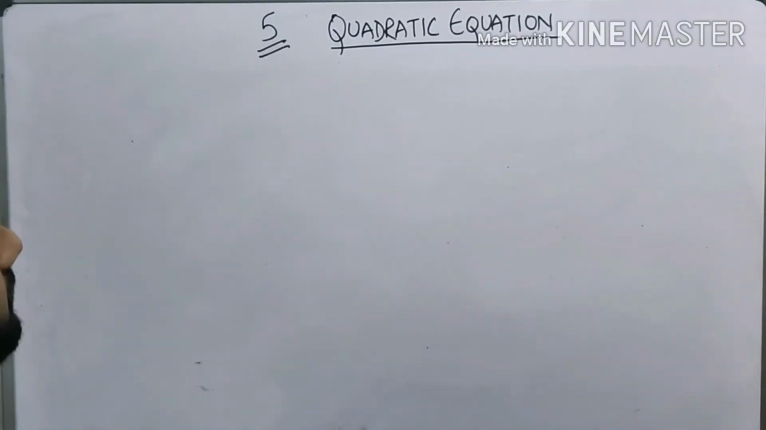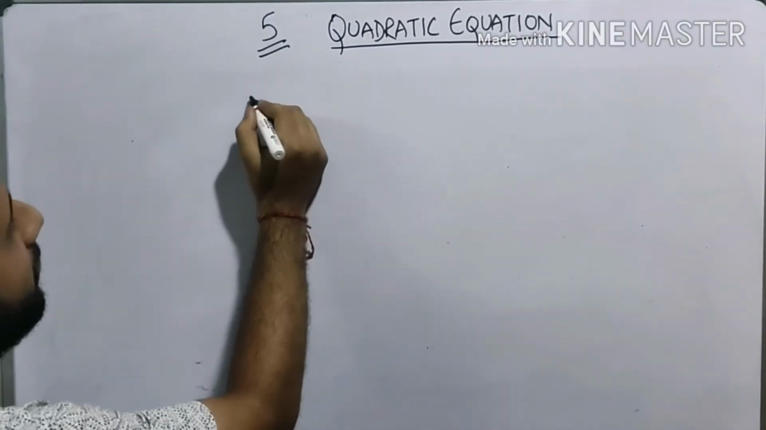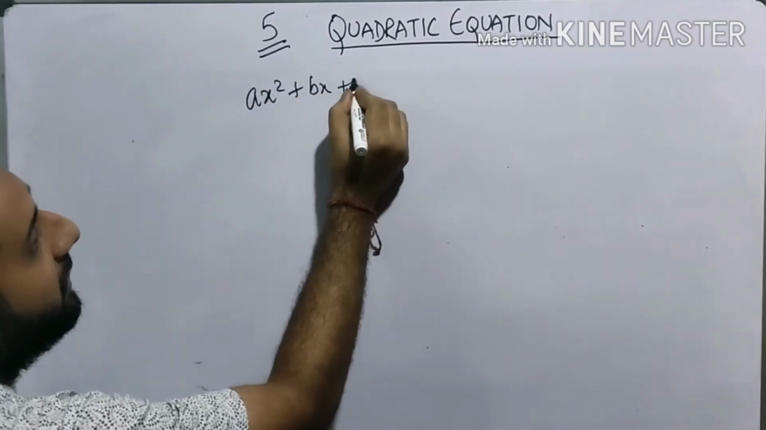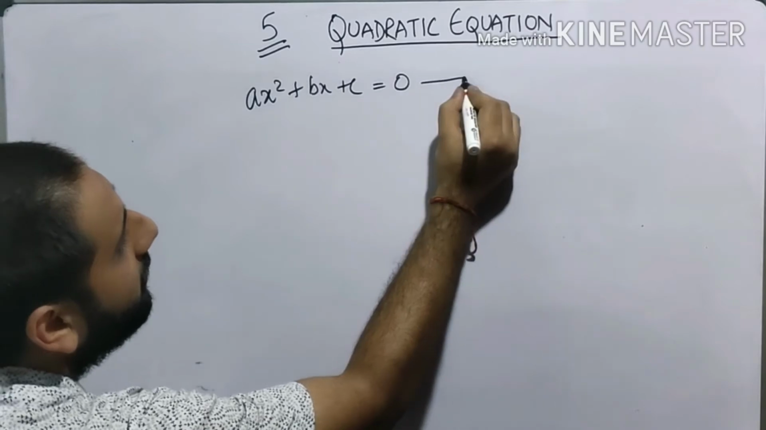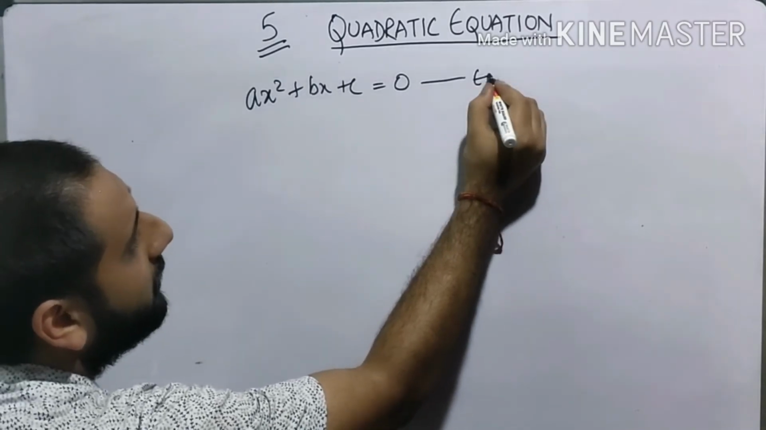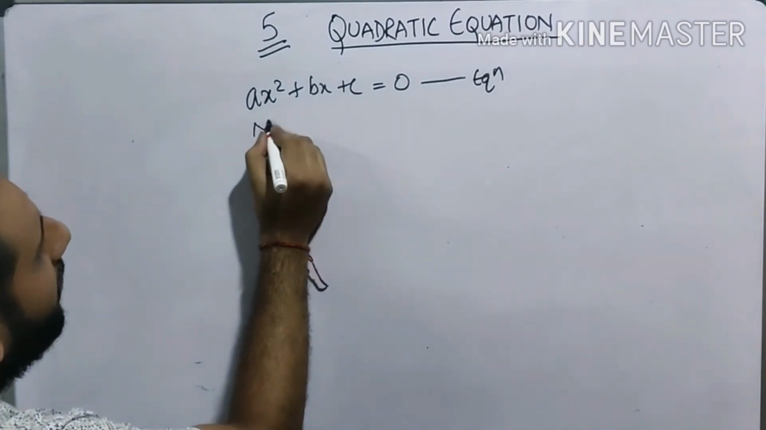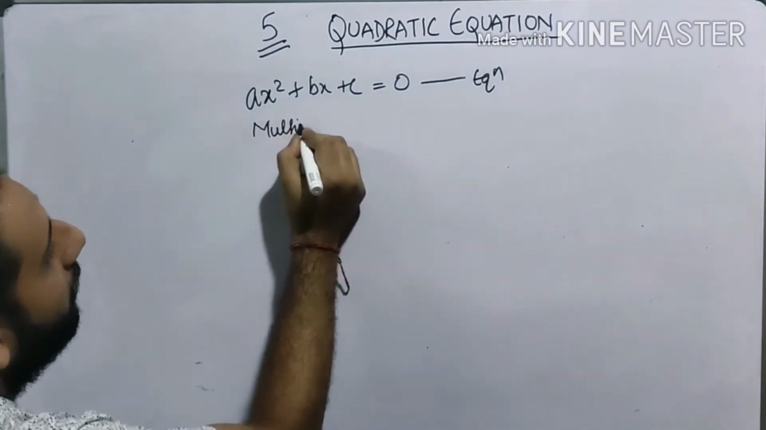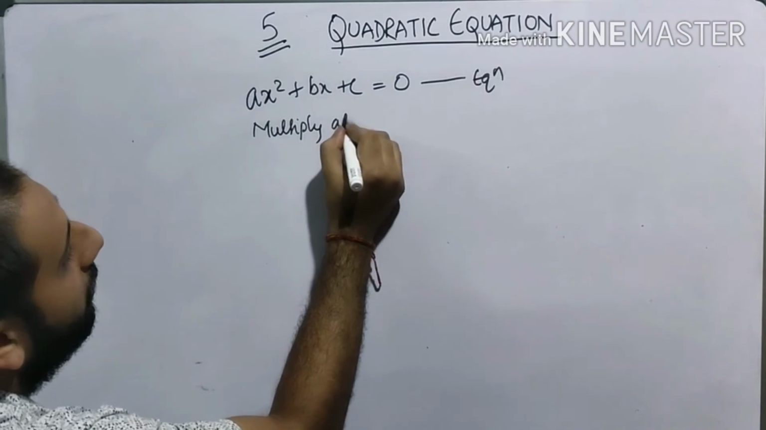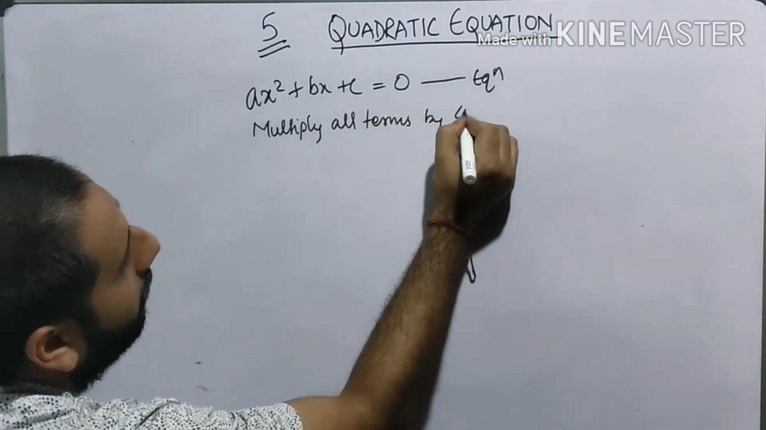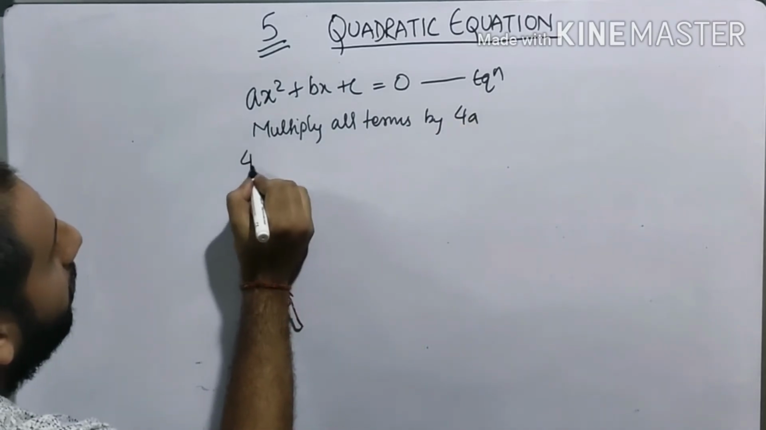Now I'll be deriving Sridhar Acharya's formula. Let us take ax square plus bx plus c is equal to 0 to be a general equation. Now what I will do is multiply all terms by 4a.